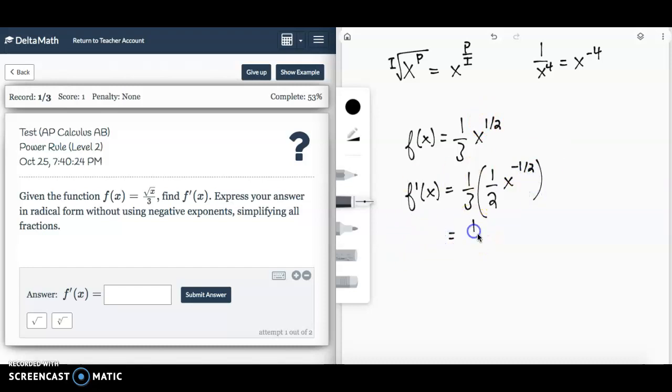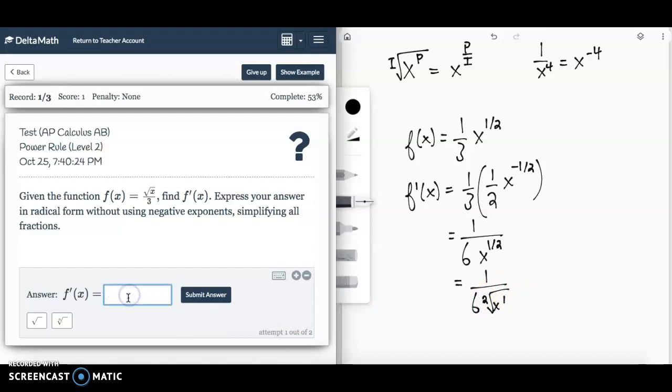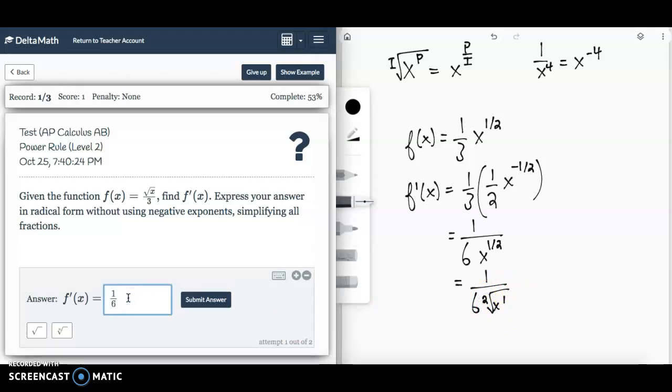So then I'd really get 1 over 6, and then I'm not allowed to have negative exponents. So I'm going to bring that down here. And then rewriting the x to the 1/2 as a radical is 1 over 6 x to the first, and that's square root, right? Index is 2. So 1 over 6 square root of x.